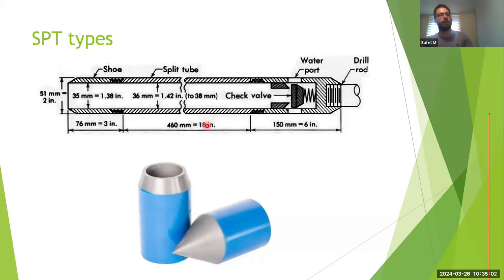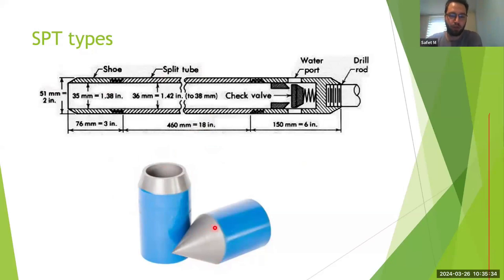Generally speaking, we have most likely two different SPT types. What is most likely used in the USA is this one, called the split spoon standard penetration test. And in Europe, we would most likely use those ones in a clay zone and cohesive zone, and these cone ones in sand and non-cohesive soil, such as sands, gravel, and stuff like that.